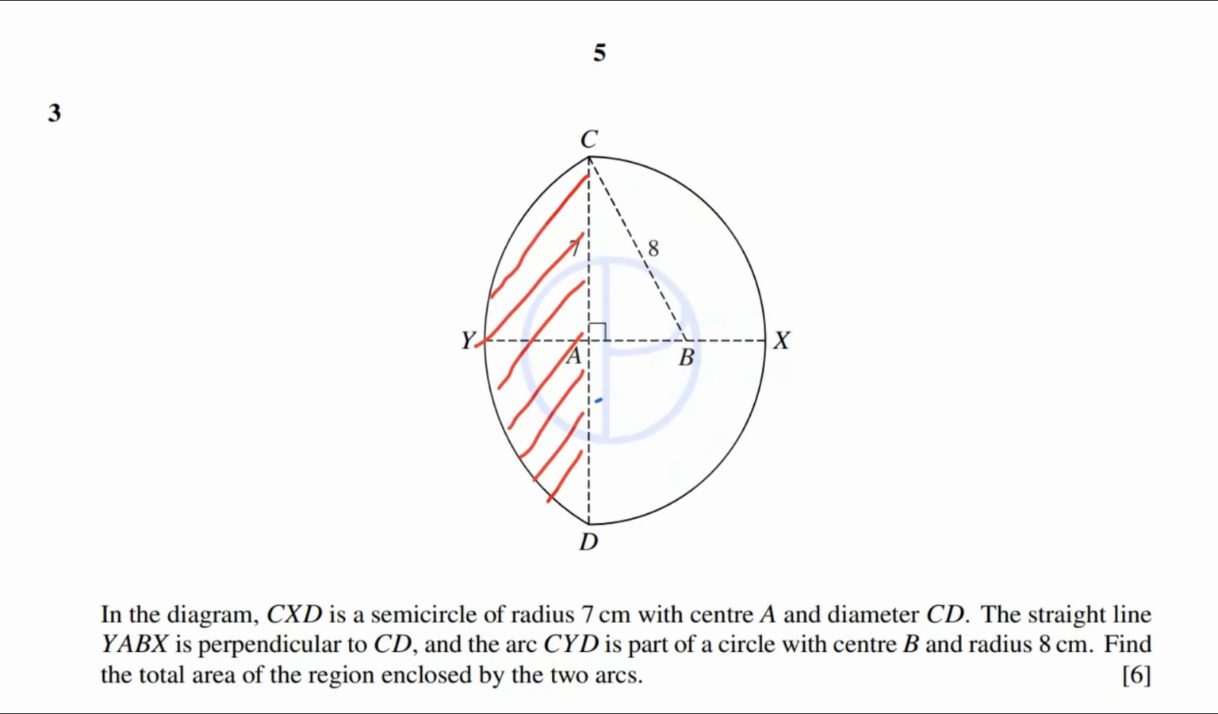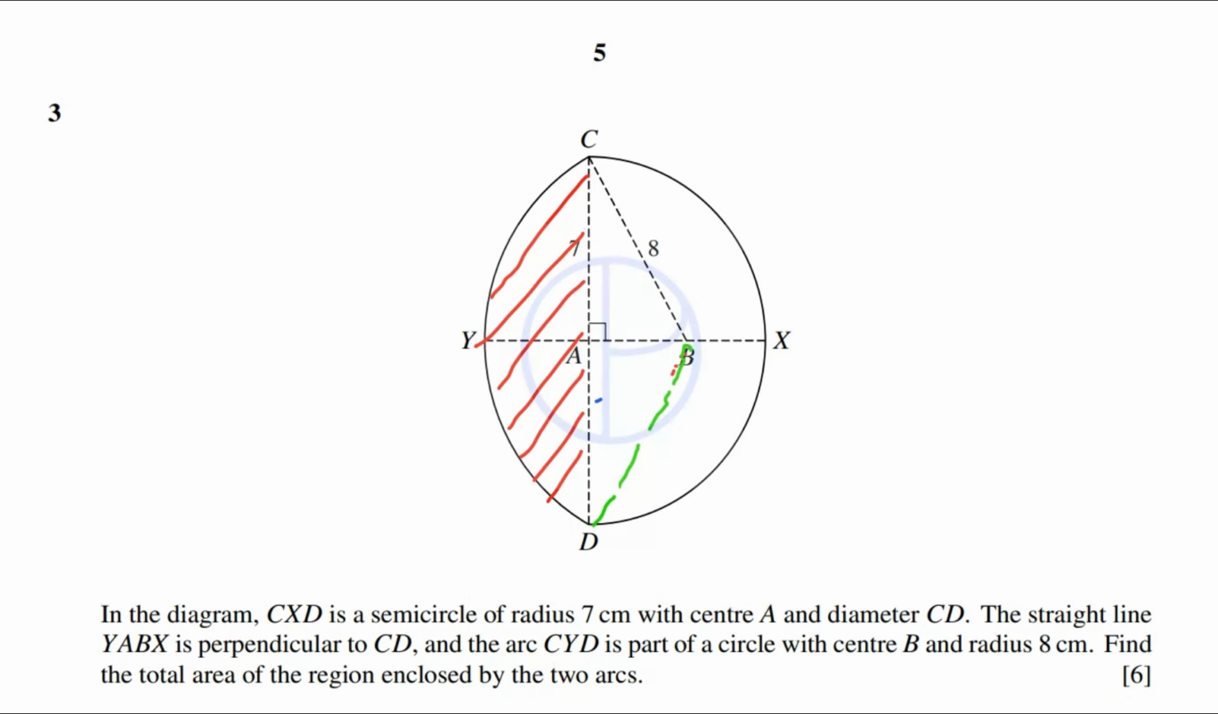How to find the area of this part? So for that, we are going to consider this sector BCYD. Okay, the radius of this circle is 8.